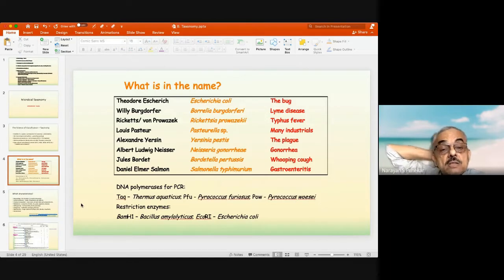Or at least curiosity. If you use a new enzyme tomorrow, you should know where this enzyme is got from, where this particular tool is got from. So this is something which, as the title indicates, is what's in the name. You should know how the names arise.